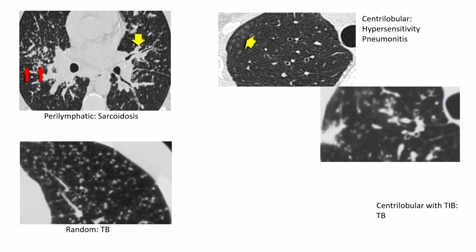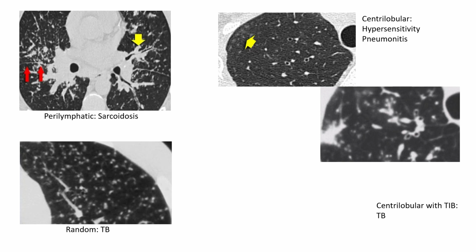This is a CT of a patient with hypersensitivity pneumonitis. And then randomly distributed nodules have no preference. They can be in the pleura, in the lung, centrilobular, anywhere. So these can be in tuberculosis or infections.